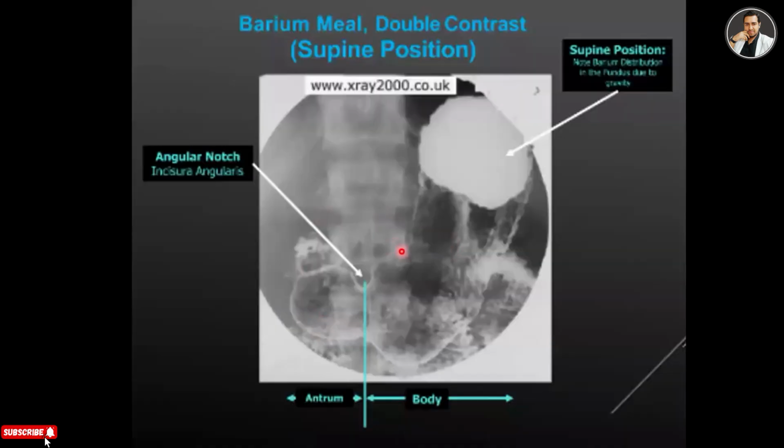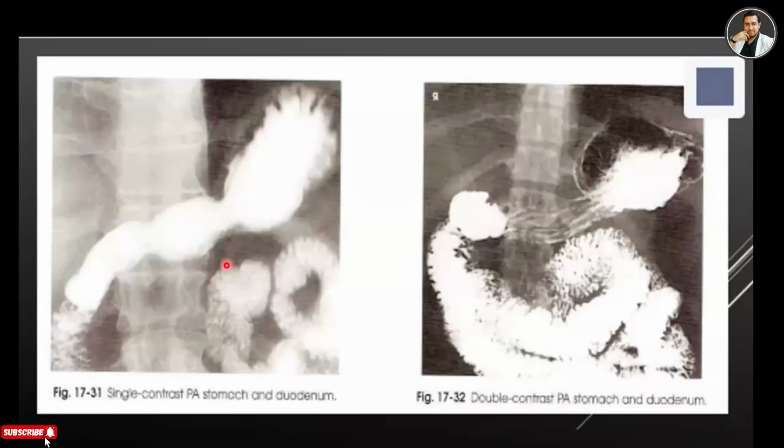And this is another example of a double contrast study in supine position. You can see that the fundus is filled with barium sulfate, and maybe it's taken with a tilted position, and this is the angular notch, and you can see that the stomach is filled with gas. So it means that this is a double contrast study, and this is the antrum part of the stomach, and this is the body.